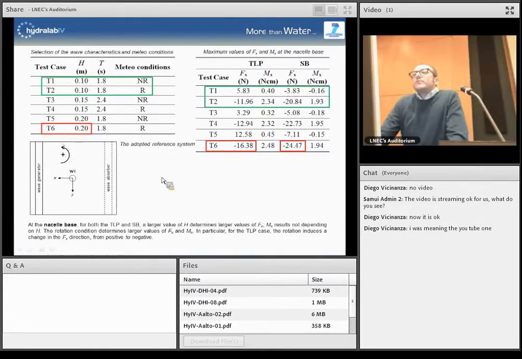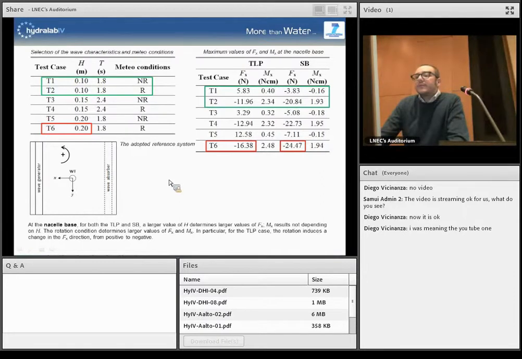With reference to the maximum values of the mooring line tensions, we observed that for the TLP case, a larger value of wave height determines larger values of the tension at the mooring lines, indicated with the numbers 1 and 3 respectively. In particular, the peak tension value at the mooring lines is equal to about 170 newtons.